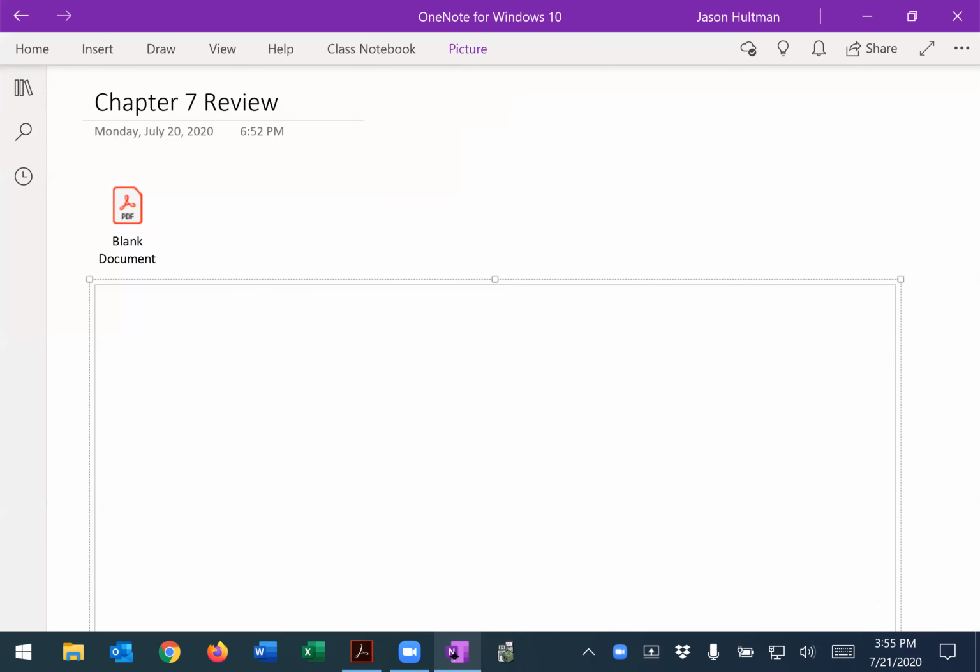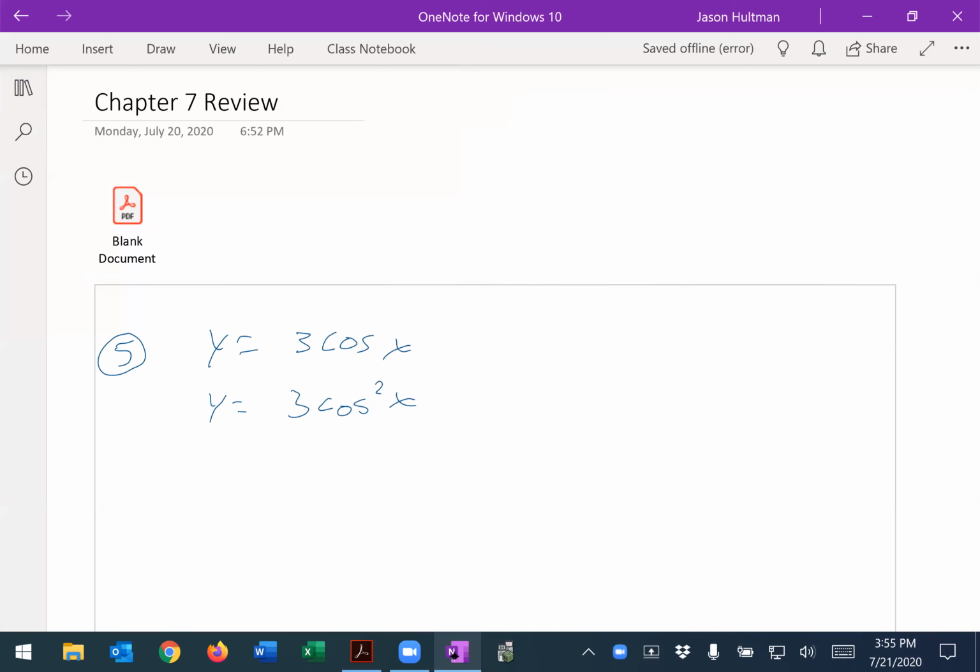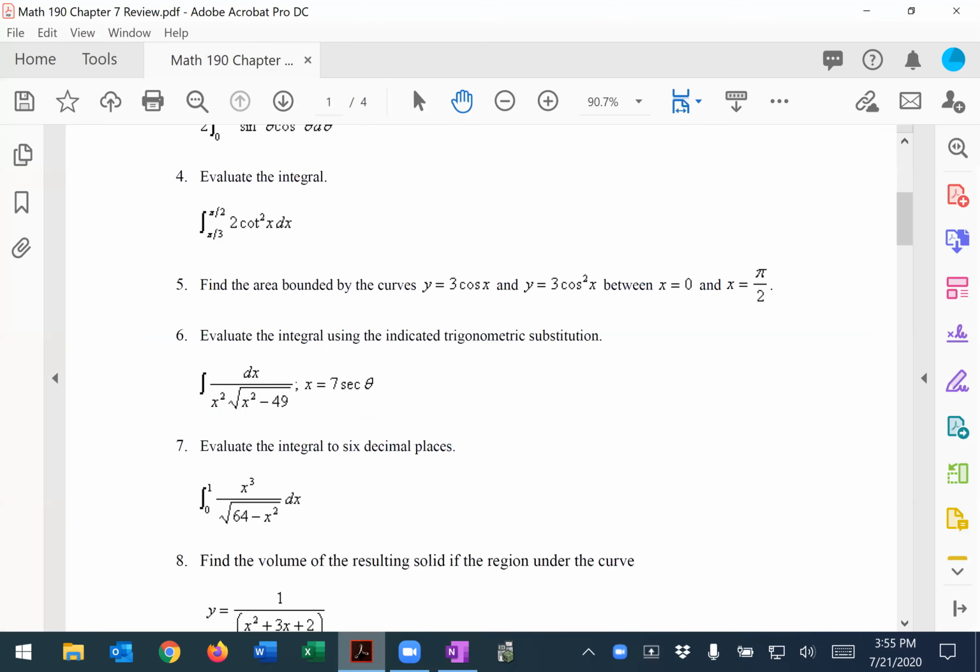Okay, so we have y equals, and this is number 5, y equals 3 cosine squared x. We want to know what this is going to be bounded by. I could set these equal to each other and find out what they're bounded by, but we just want 0 to pi over 2. Okay, the area bounded by the curves between 0 and pi over 2. That's fine.